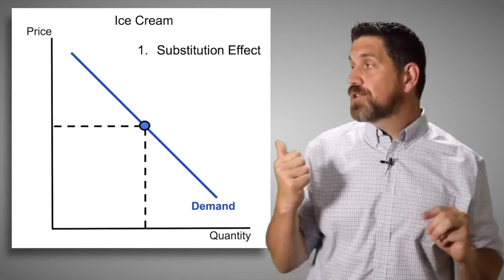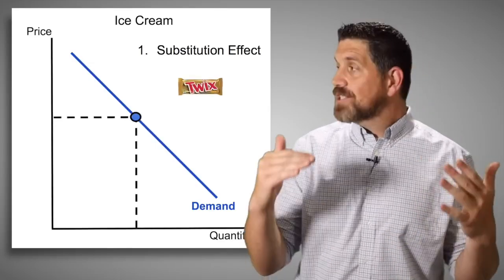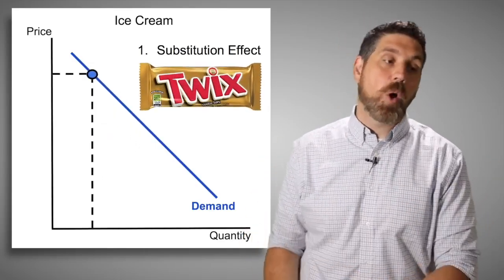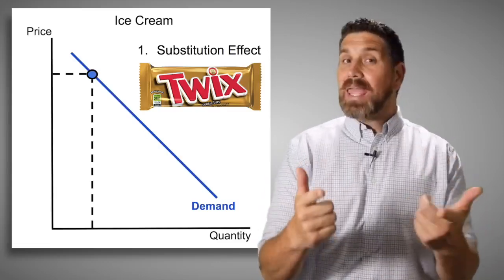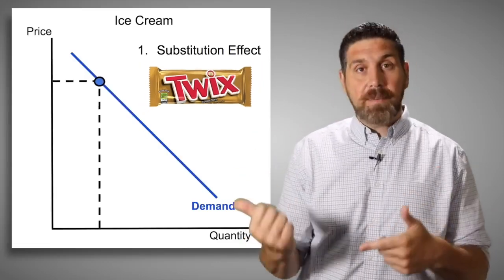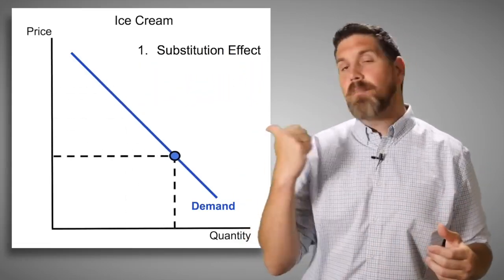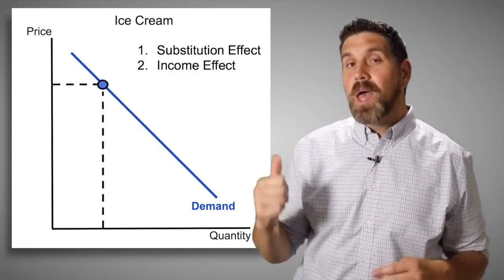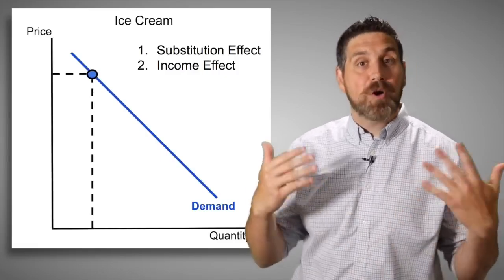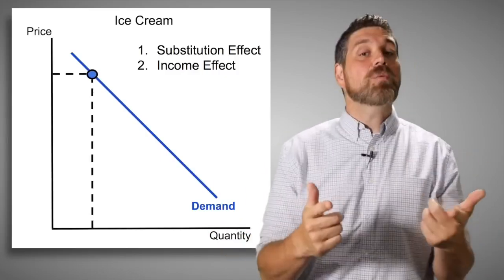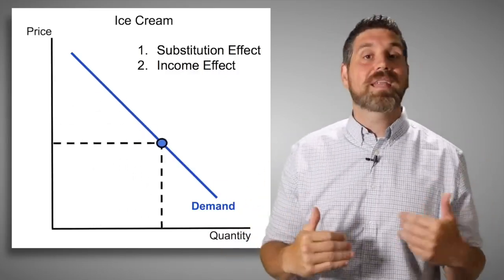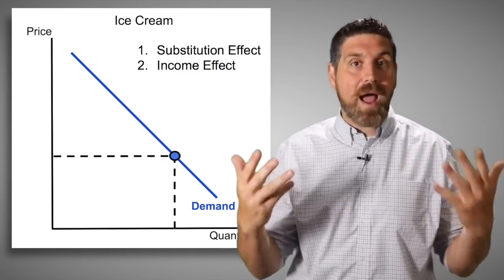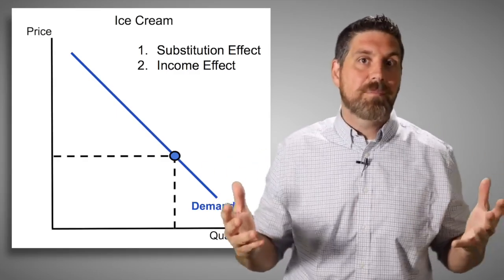The first one is the substitution effect. When the price goes up for ice cream, people substitute away from ice cream and go buy other products like candy bars. And if the price falls for ice cream, people substitute away from candy bars and start buying more ice cream. The second reason is the income effect. When the price goes up for ice cream, people are going to buy less ice cream because they have less purchasing power. They can buy less ice cream. And when the price falls for ice cream, the quantity demanded is going to increase because people can buy more ice cream. Each dollar buys more ice cream than before.